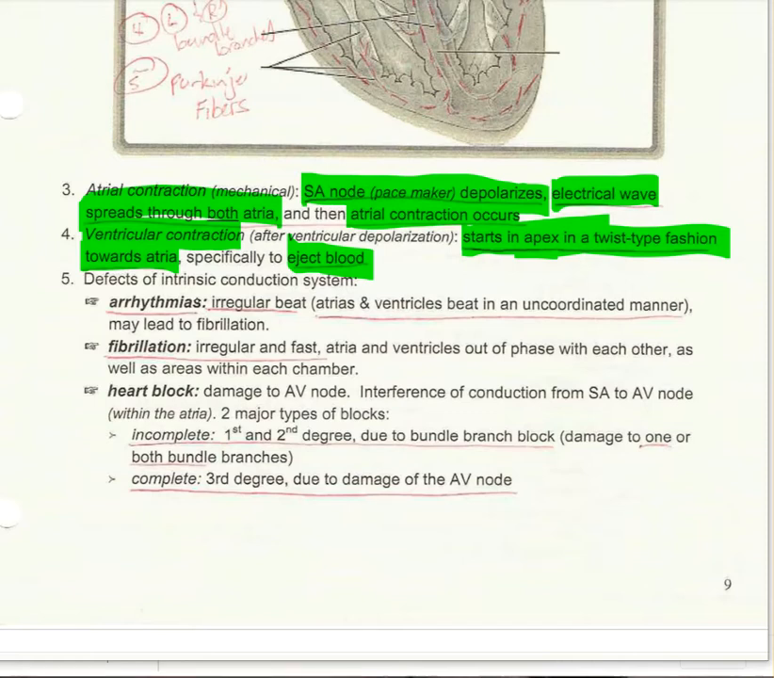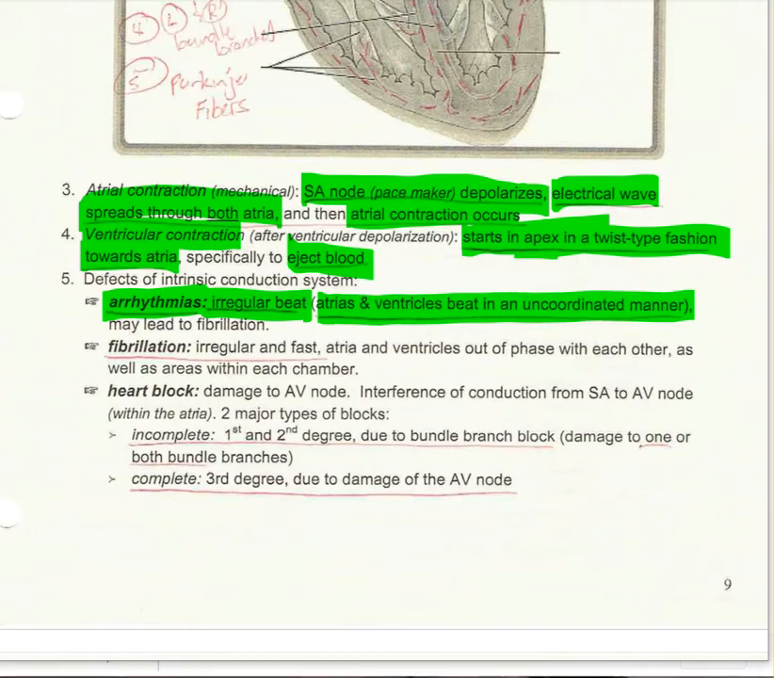But one thing I will mention quickly is arrhythmias are when our heart is beating irregularly. And this is often because the ventricles and atria beat in an uncoordinated manner, and that leads to fibrillation. And fibrillation is an irregular and fast heartbeat, and it's when those ventricles are out of phase, and we're trying to fix things. And in doing so, the heart will just beat really fast, trying to pump blood out, and it's not working very well.